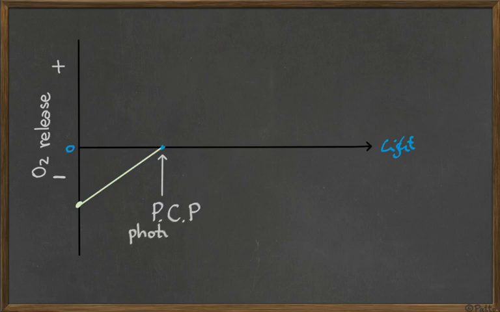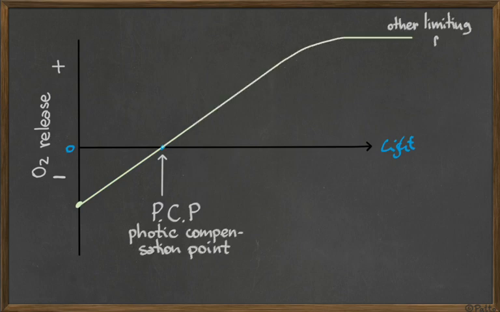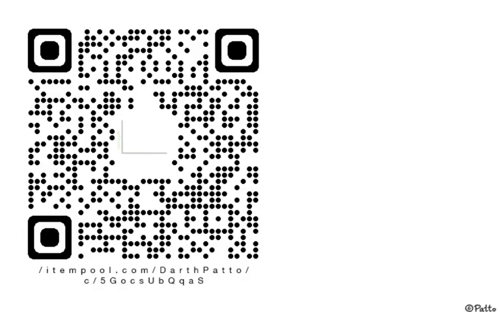Above that point, it behaves like any other photosynthesis graph. The more light, more photosynthesis, up to a moment where you reach another limiting factor, it stabilizes, and then it stays there. This is a very important graph because, instead of photosynthesis rate, it shows oxygen, which mixes photosynthesis and respiration together.